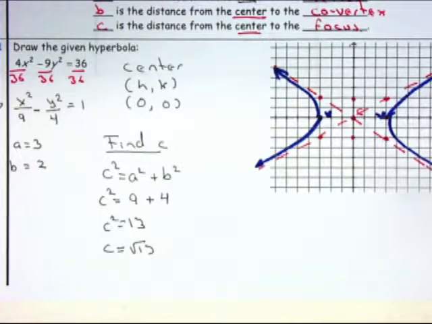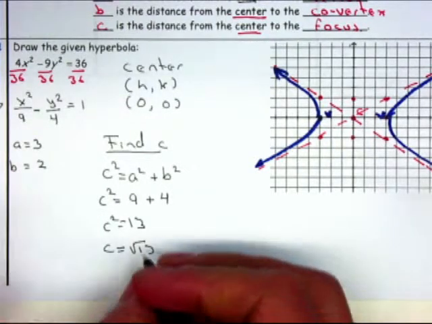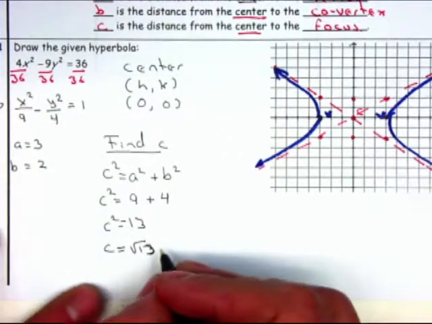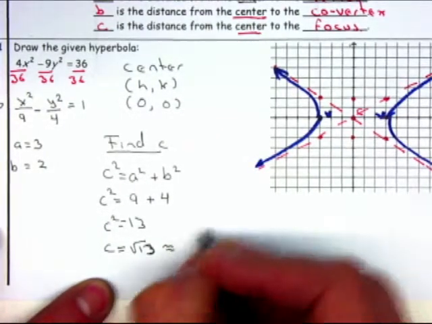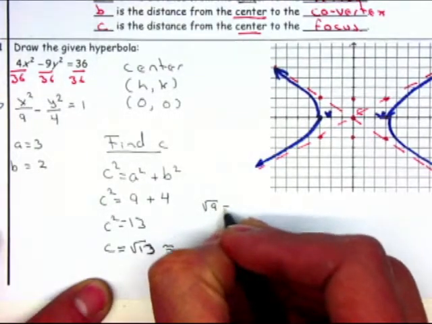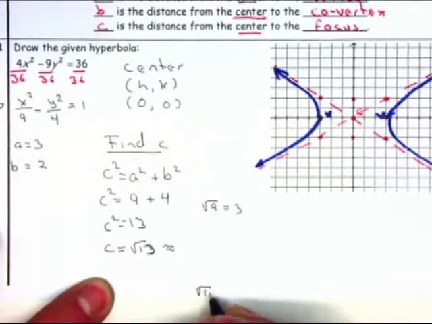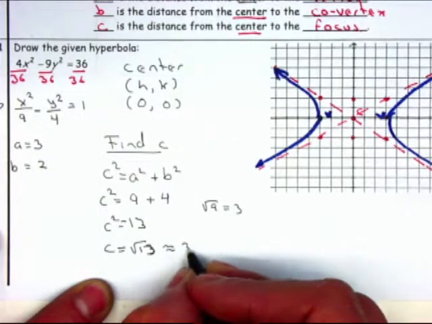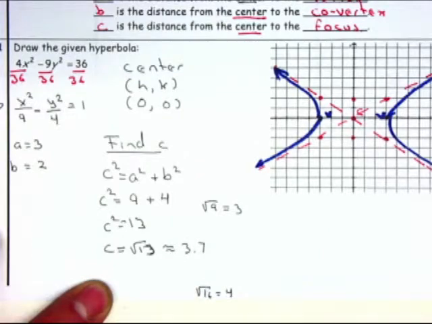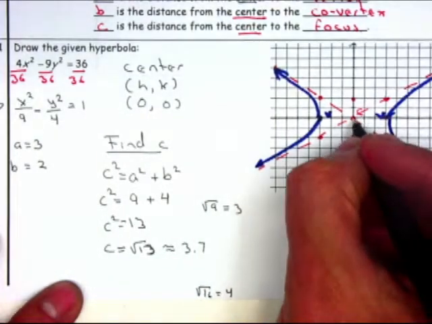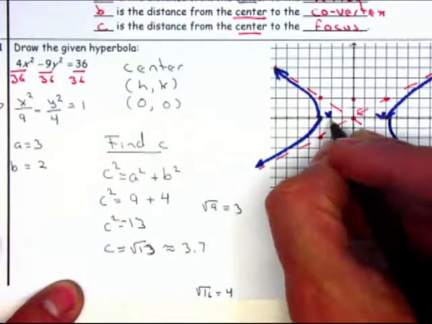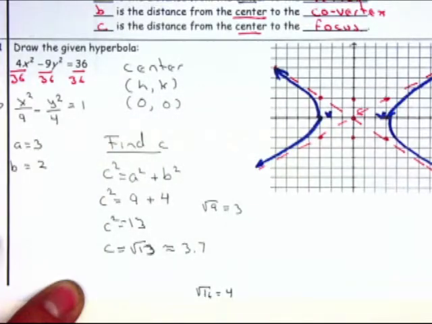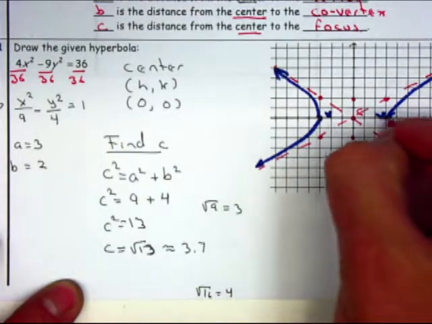Now that we found the value of C, which is the square root of 13, it's approximately between the square root of 9, which is 3, and the square root of 16, which is 4. So the square root of 13 is closer to 16, so let's approximate to 3.7 or 3.8. Now remember that your focus will be inside the hyperbola, on the same axis as your vertex. So we're going to go to the right 3.7, and that'll be your focus. And to the left 3.7, and that'll be your other focus.